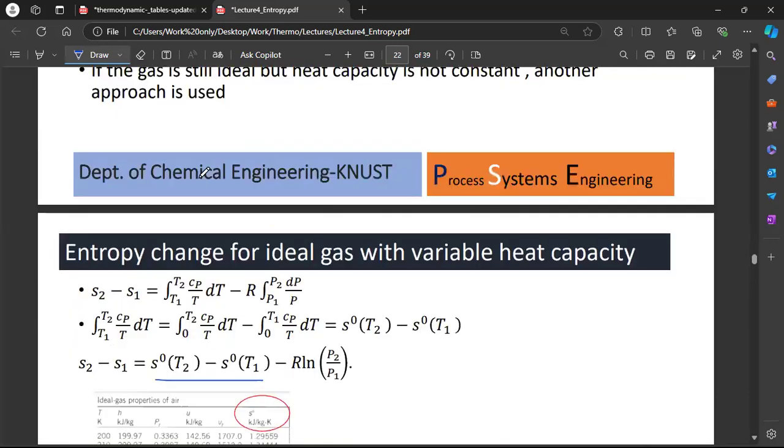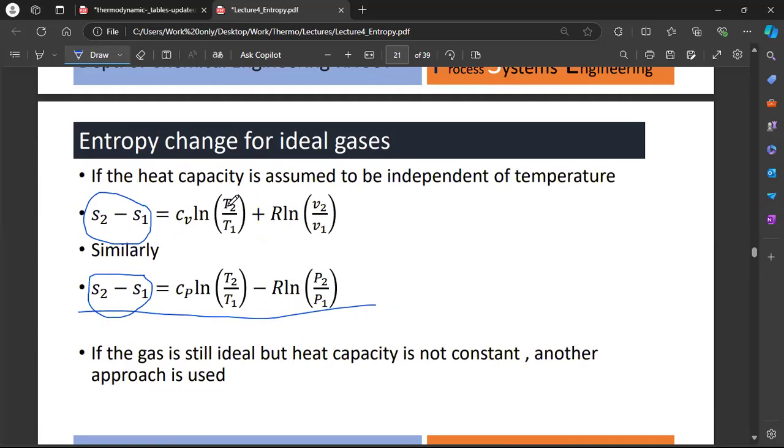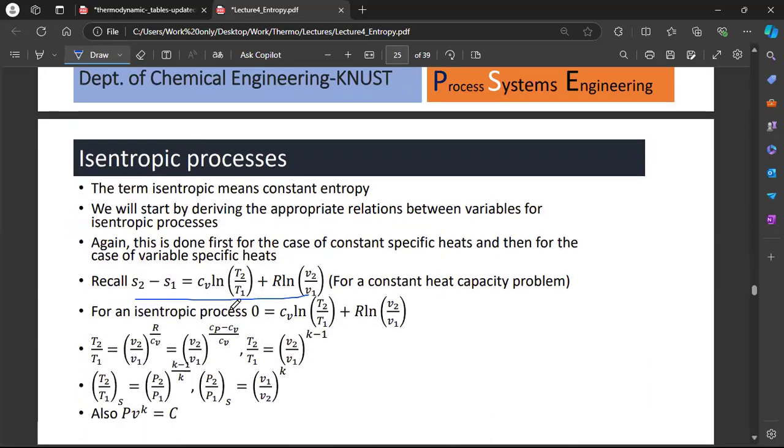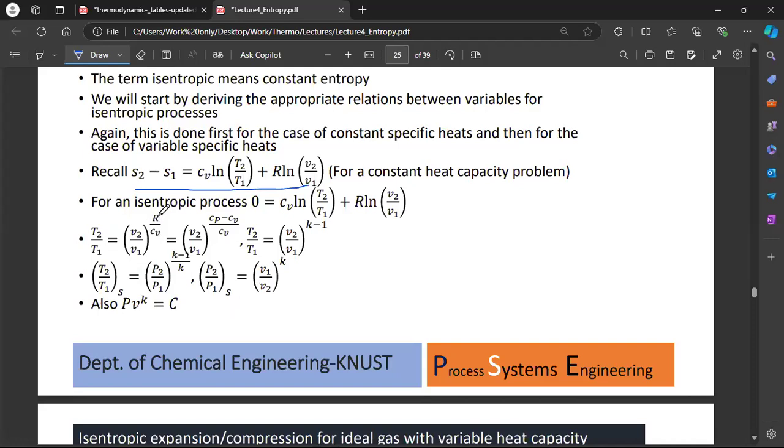So for the first expression here, when this goes to zero, you can make T2 over T1 the subject. The second one, when this goes to zero, you can make T2 over T1 the subject. But one thing that would help you as you continue solving is that you get to a point where you have R over CV or R over CP, depending on which one you are solving. And we remember that we said R is equal to CP minus CV.